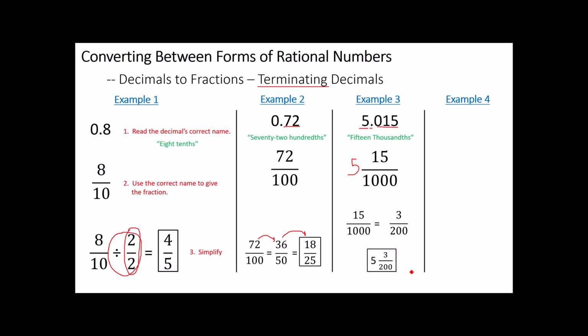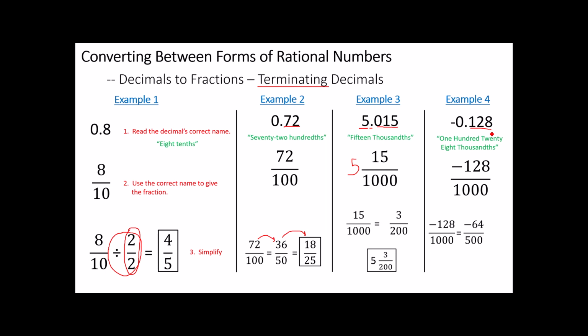Terminating decimals are pretty straightforward, I think. Don't let it throw you off if I stick a negative sign in front. All that means is when you're finished, your fraction is going to be a negative. I would read this as 0.128, or more correctly, 128 thousandths. This is negative 128 thousandths.